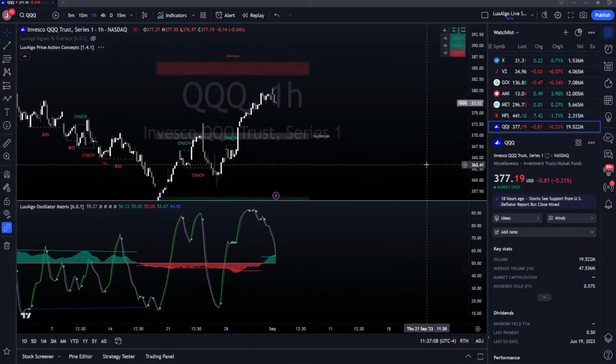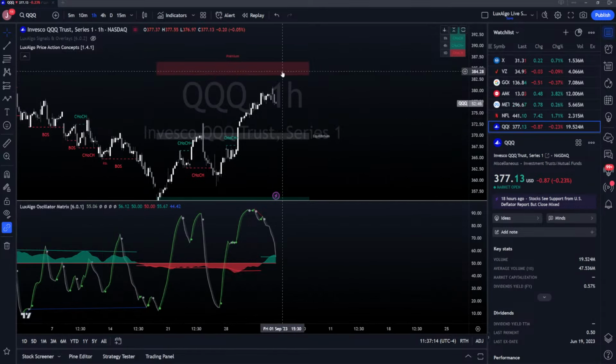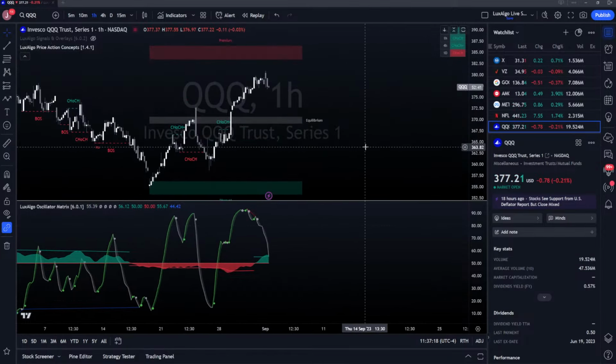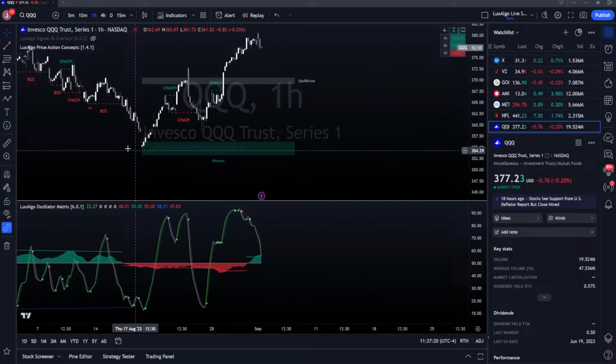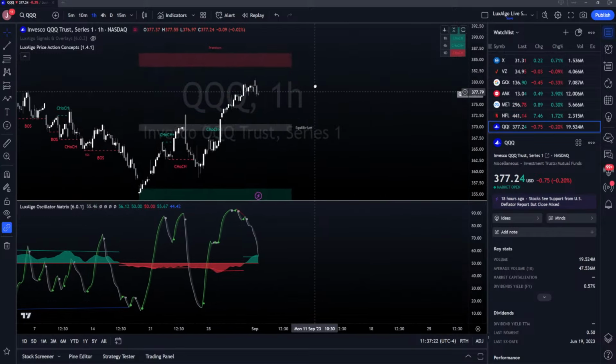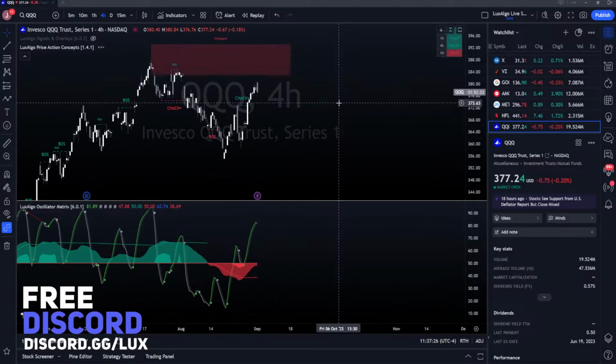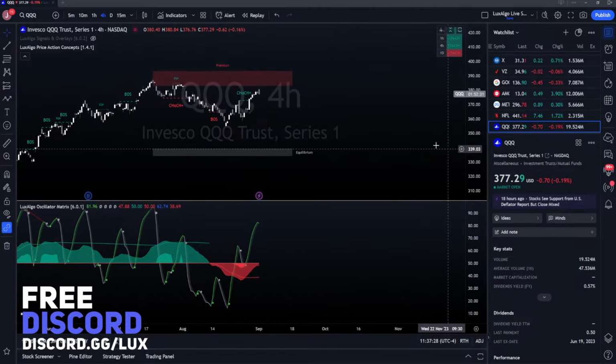On the 1 hour here, QQQ again is in a premium zone. Premium is anything above the equilibrium, and discount is anything below the equilibrium. So you could consider this whole range here the discount, and this whole range here the premium. So being in the middle of premium, let's see, on the 4 hour we're still up there.